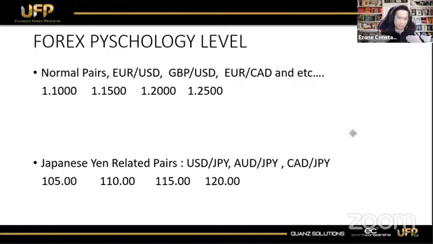Now, let's talk about the normal pairs, okay? Like Euro US dollar, GBP US dollar. Now, you see the level like 1.1000. So a lot of 00. So it's like even number, okay? Or 1.15000 or 1.20000. So this is almost like round numbers, okay? Now, can we use this level as a support and resistance?